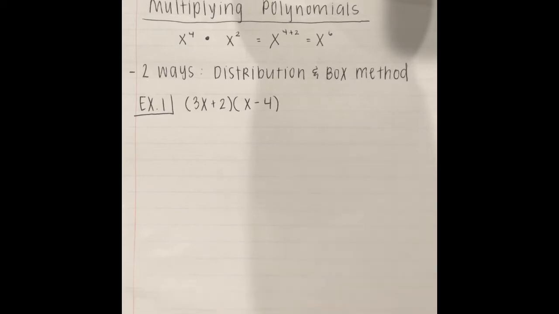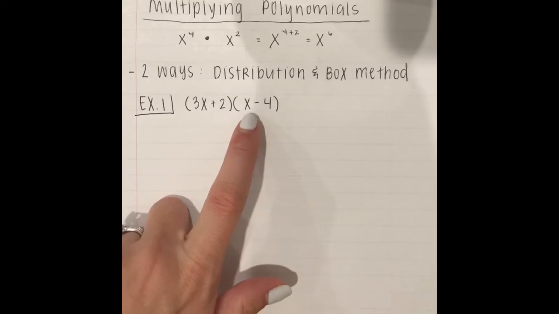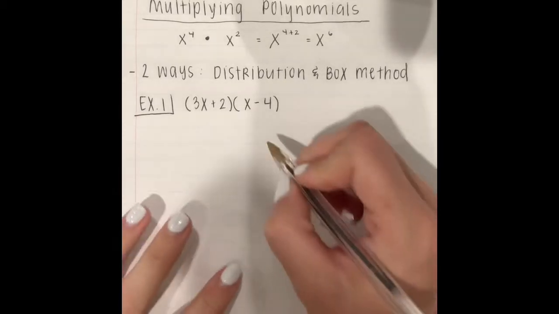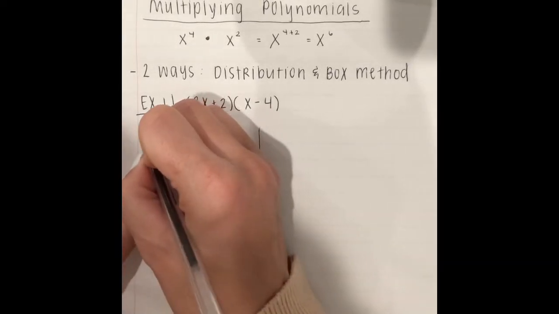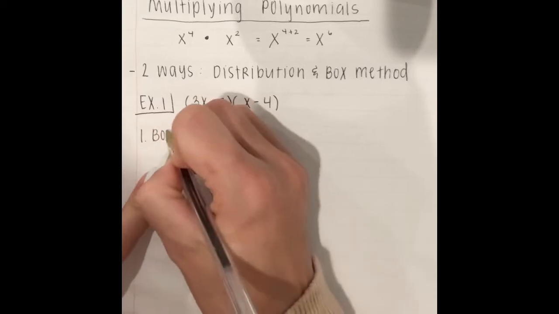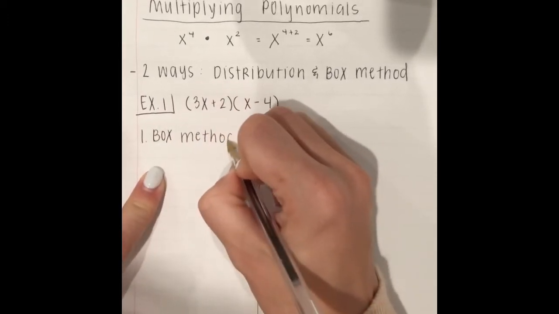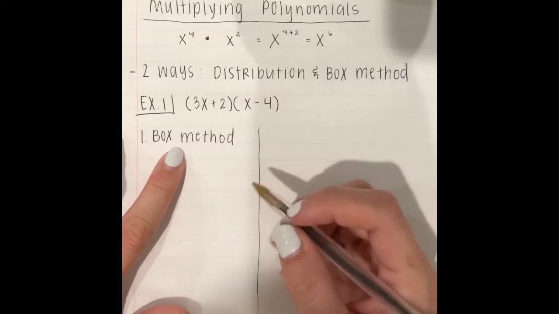So our first example, we have the binomial 3x plus 2 times the binomial x minus 4. So we're going to look at it both ways, all right? So let's do the box method first. This is the way I think most people prefer to do it, or most students your age prefer to do it. So this is the box method.